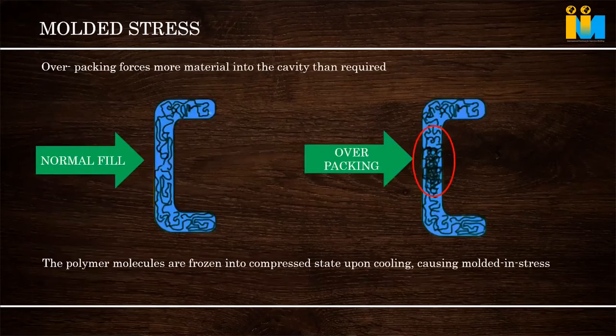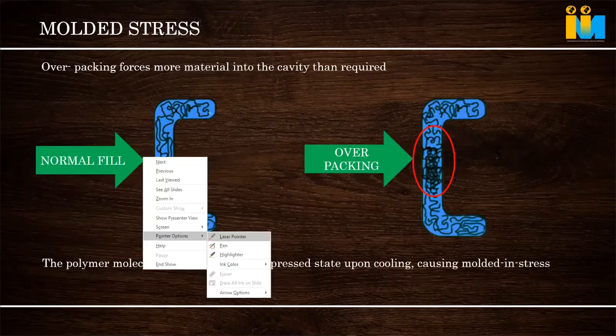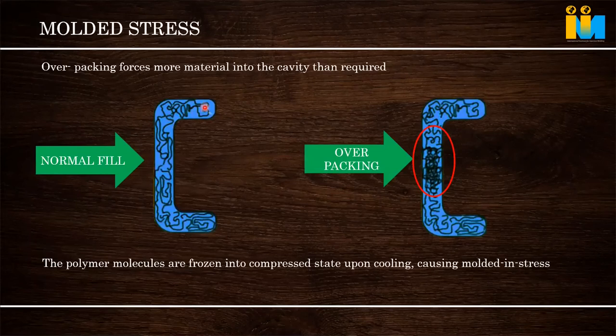So this is overpacking. This is the same part, and this is the gating area. I fill the part normally. Normally means the mold temperature is ideal, the gate is ideal, the melt is ideal, everything. So you can see my molecular weight and molecular distribution look the same everywhere. This is an overpacked part.